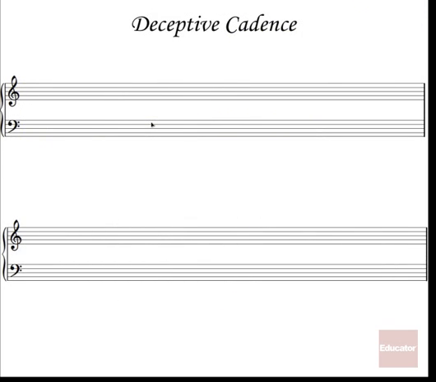And finally, let's look at deceptive cadences. A deceptive cadence is when we are set up for an authentic cadence by a 5 chord, and then instead of moving to the expected 1, we move to some other chord, which is almost always a 6 chord. So let's see this in C major.